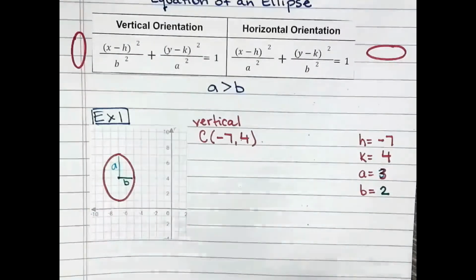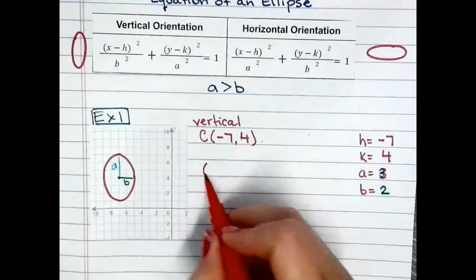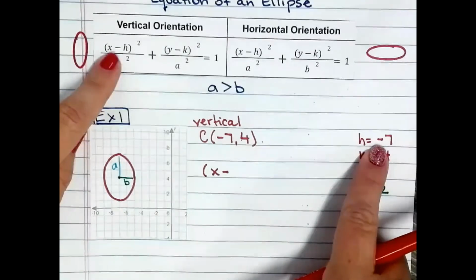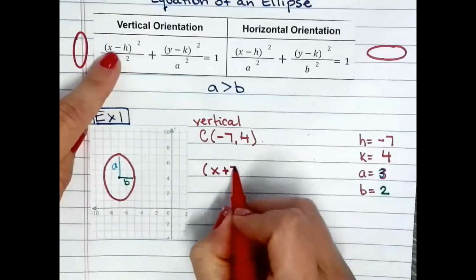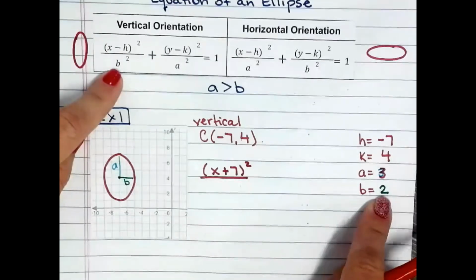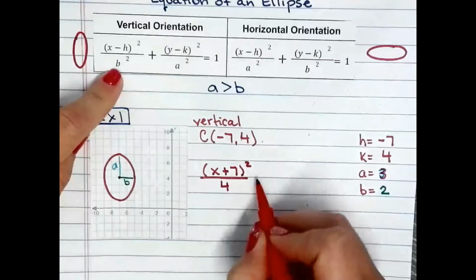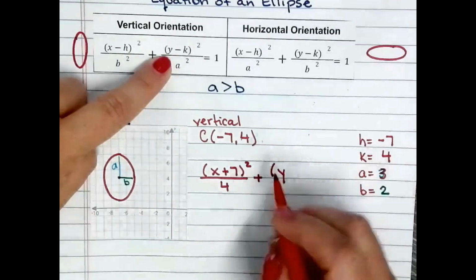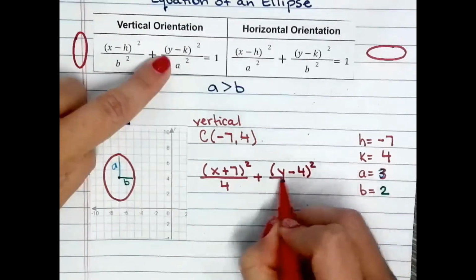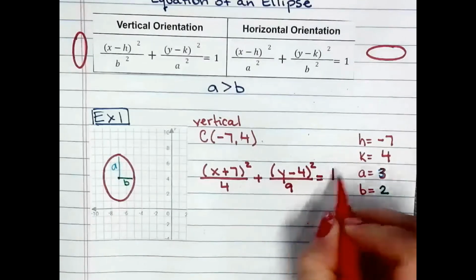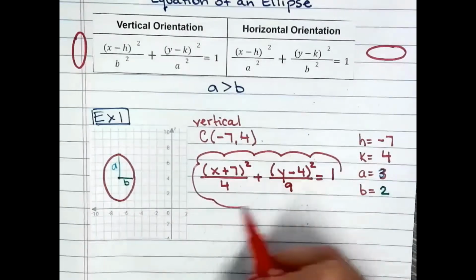Okay, so now we can just bring it all together. So X minus H. H is -7. Two negatives make a positive, squared over B squared. B is 2, B squared is 4, plus Y minus K, K is 4, squared over A squared, A is 3, A squared is 9, equals 1. And that's all there is to it.